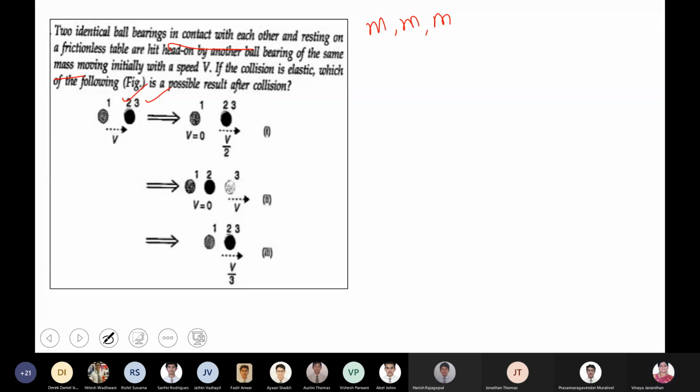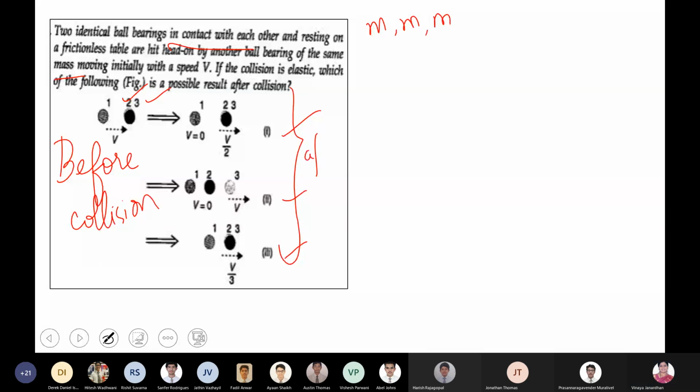Okay. Now, after collision, there are three cases given. Boys, please understand, this is before collision, and there are three cases given after collision. So after collision, this is what is happening. Now, you have to check which scenario, case 1, case 2, or case 3, is going to be valid if the collision is elastic.